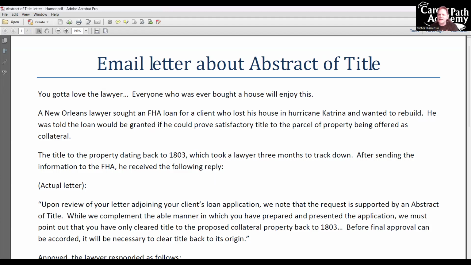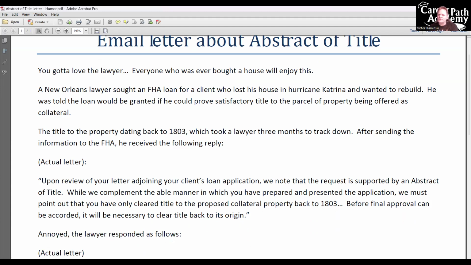It says that this is the actual letter. Upon review of your letter adjoining your client's loan application, we note that the request is supported by an abstract of title. While we compliment the able manner in which you prepared the application, we must point out that you've only cleared title to the proposed collateral property back to 1803. And before final approval can be accorded, it will be necessary to clear title back to its origin.